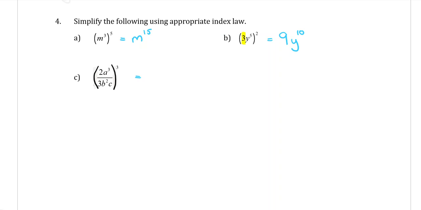Part C, we need to cube everything inside that bracket. So 2 cubed is 8. a is the first base, and I'm going to do 3 times 3, which makes 9. On the bottom, 3 cubed is 27. Then we have a b, we want to do 2 times 3 makes 6. And c, which would be a power of 1 here, 1 times 3 is 3.